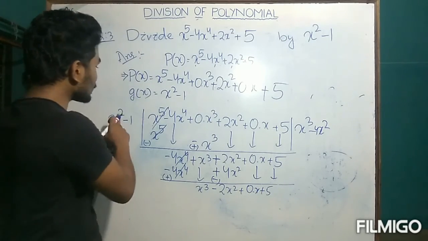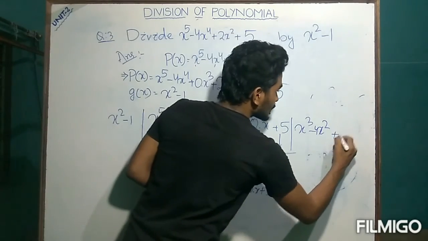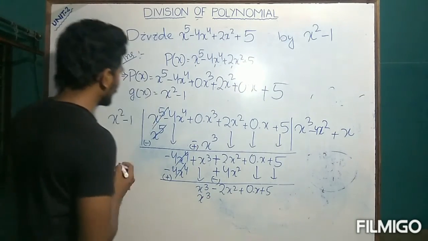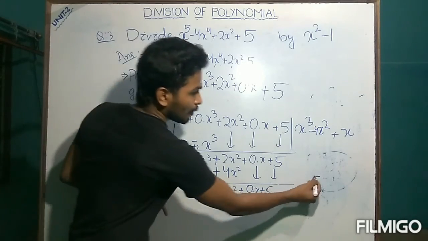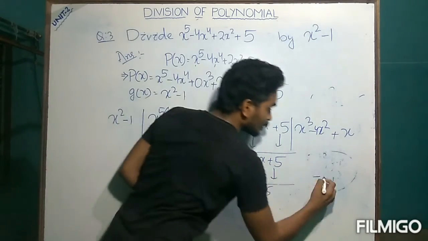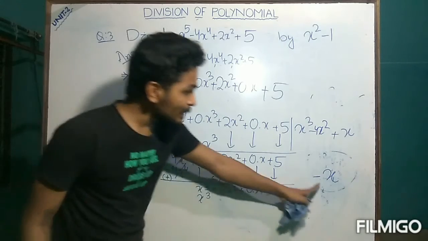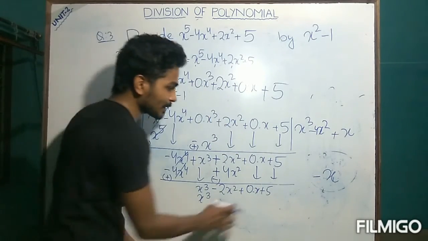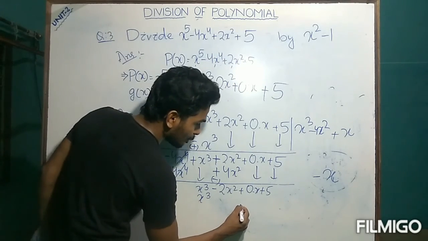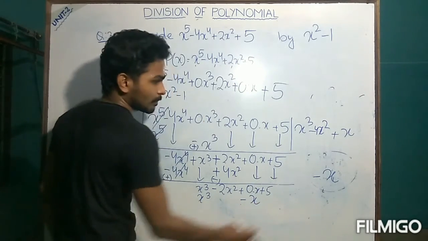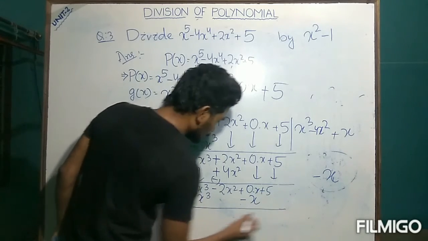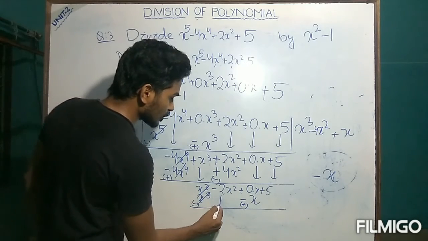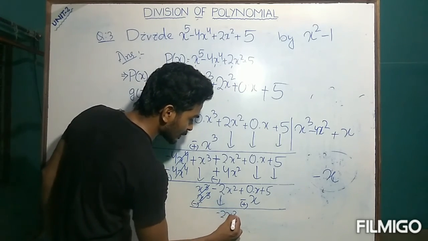Again carry x square. We need x cube here. So simply multiply with x. It will be x square into x will be x cube. Then minus plus minus, 1 into x will be x. So it has the power 1, so it should be written in this column, because it also contains x. So write minus x. Okay, it is minus x. So change the sign. This cancels out. This goes down. It will be minus 2x square.